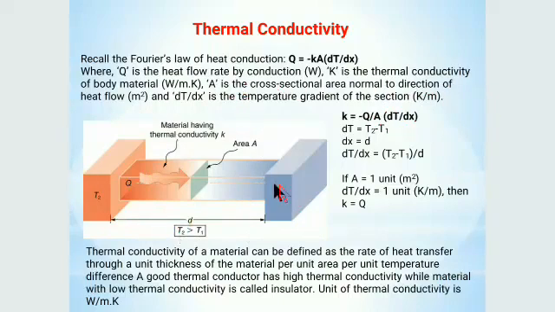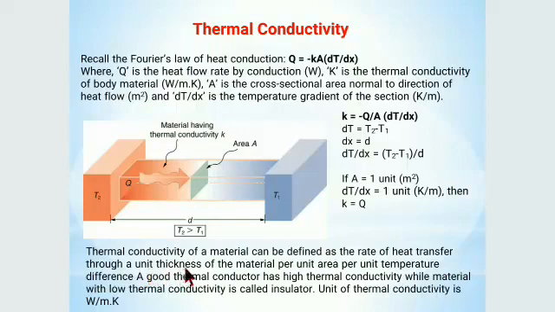There is a picture where T2 is greater than T1, the material has thermal conductivity k, and this is the area A. k is equal to minus Q divided by A multiplied by dT divided by dx. dT is equal to T2 minus T1, dx is equal to d. That means dT divided by dx is equal to T2 minus T1 divided by d. If A is equal to 1 unit, that means 1 meter square, and dT by dx is equal to 1 unit, which is Kelvin per meter, then k is equal to Q.